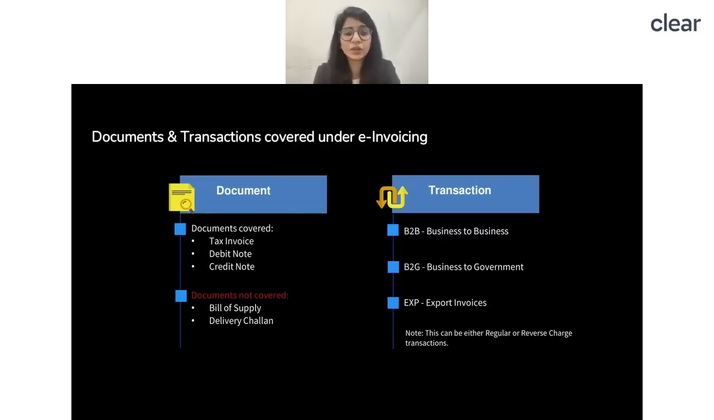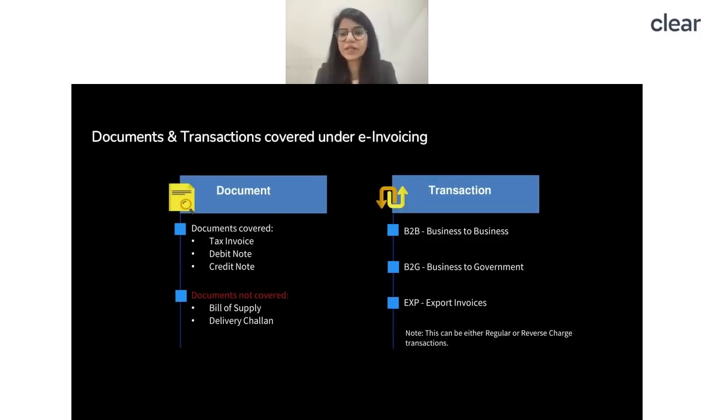Let me ask you another question. You sold something to a registered person, but there were certain goods which were defective, and obviously the customer asked me to raise a credit note. So I raised a credit note to that registered person. The question is whether I am required to generate the e-invoicing or the IRN number in respect of that credit note or not.